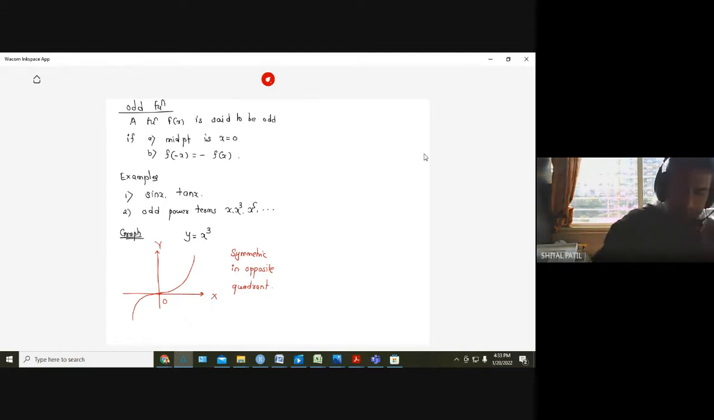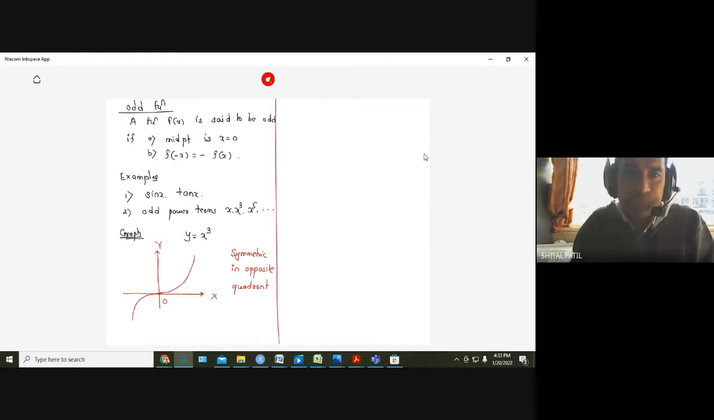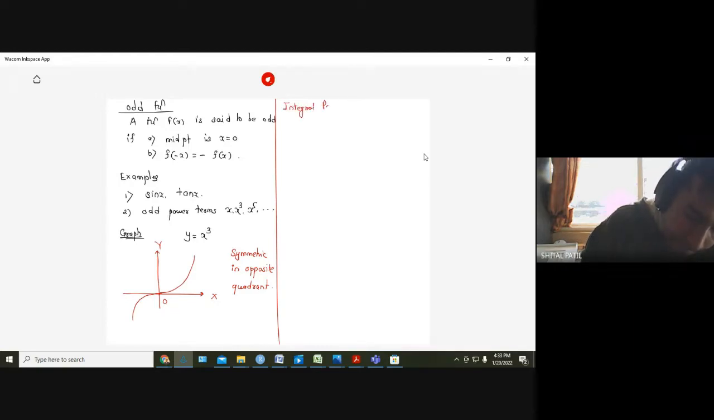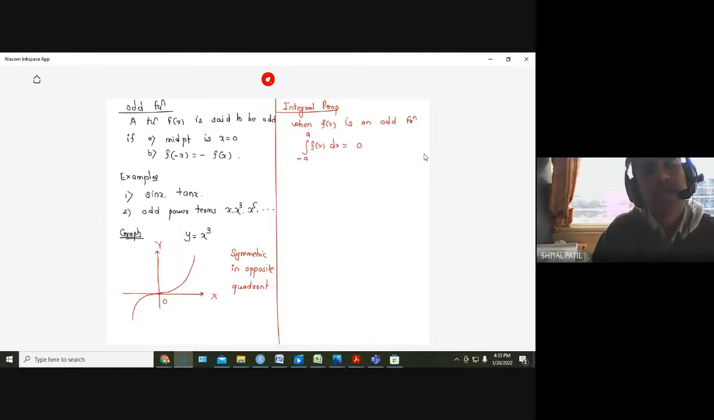One minute. Yes, now write down the integral property. When f of x is an odd function, what will happen? Integration from minus a to a of f of x dx is 0. Absolutely, and this is very important. This will change many of the things.